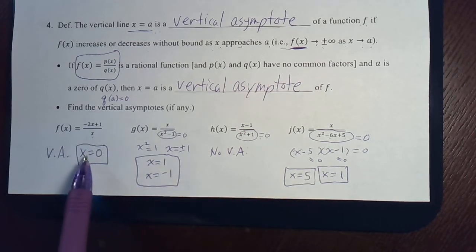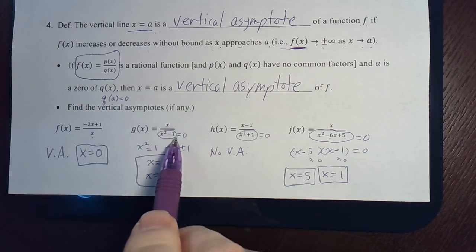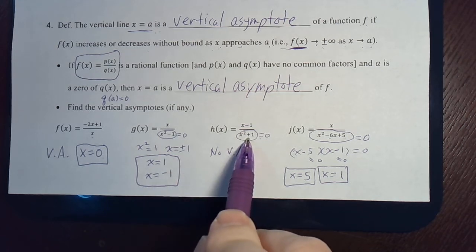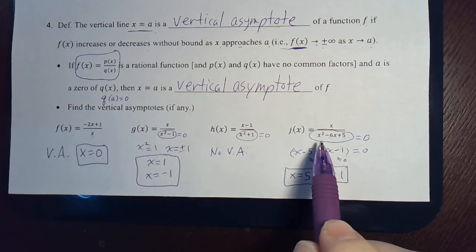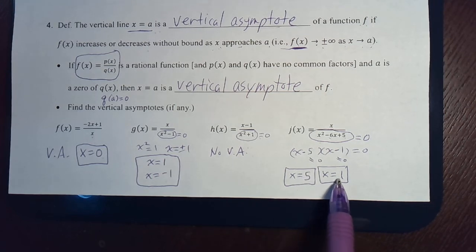What's the domain of this function? All real numbers except for 0. The domain here is all real numbers except for 1 and negative 1. The domain of this one, all real numbers. This denominator can't ever be 0. The domain of this function j would be all real numbers except for the number 5 and the number 1.